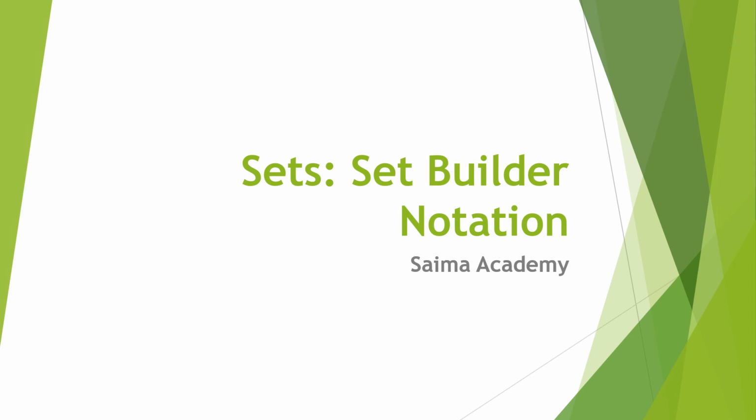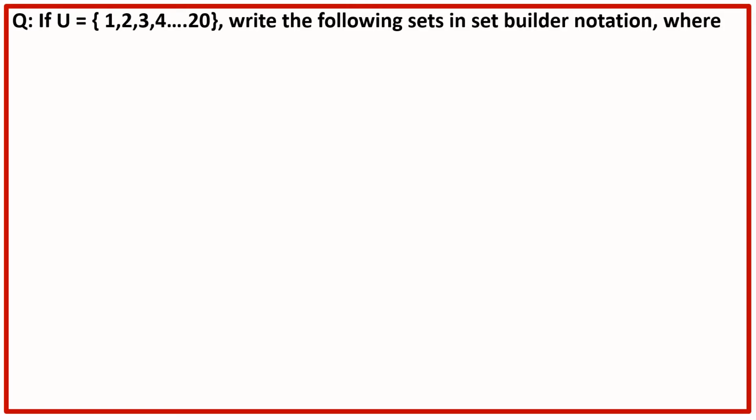In this lesson, we will discuss set builder notation. Suppose we have a universal set U which is equal to 1, 2, 3, 4 up to 20.